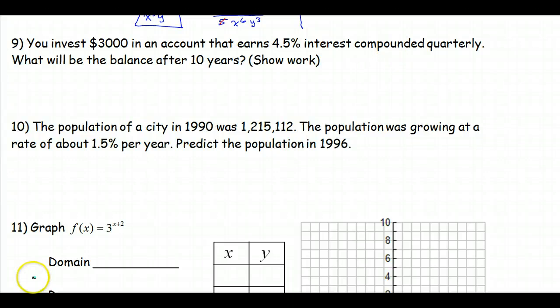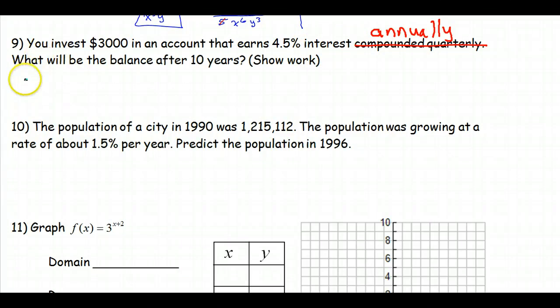What? Okay, you know what? In class we did not talk about compounding quarterly, so let's just change that to annually. That's another lesson talking about compound interest, and we're not doing this right now. So let's just change that to annually.